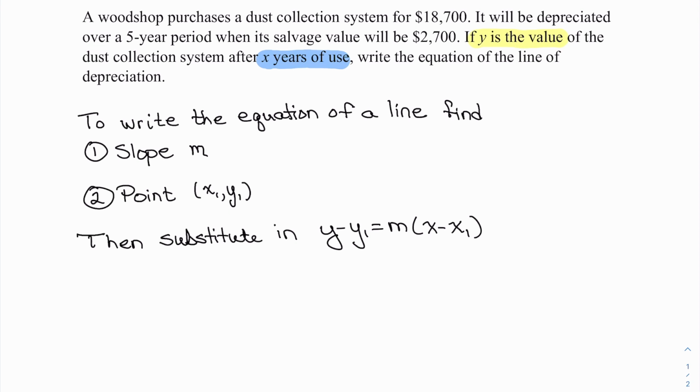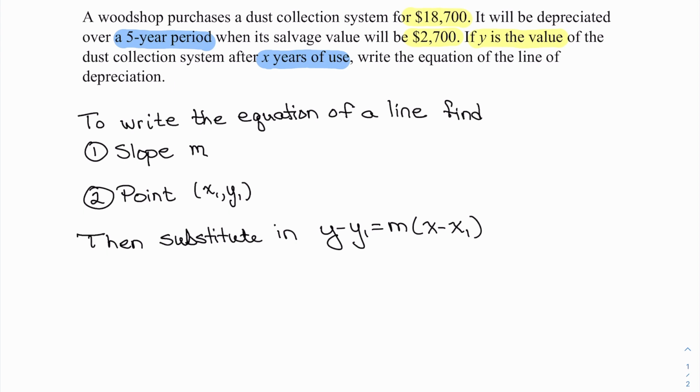So 5 years is a value for years of use and 0 is a value for years of use. And then for the value of this dust collecting system, when we first get it, the value is $18,700, and after the 5-year period, the value is $2,700. So it's important to be able to sort out what your x is and what your y is. From this information, we do have 2 ordered pairs.